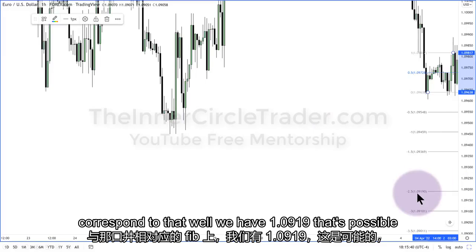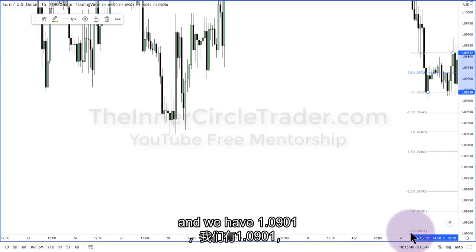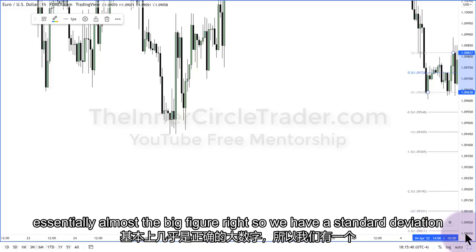Well, we have 1.0919. That's possible. Then we have 1.09101. That's another level that's possible. And we have 1.09011. Essentially almost the big figure, right?